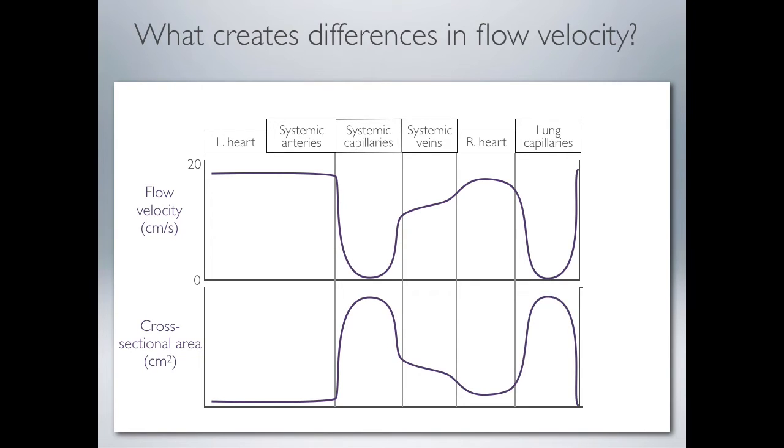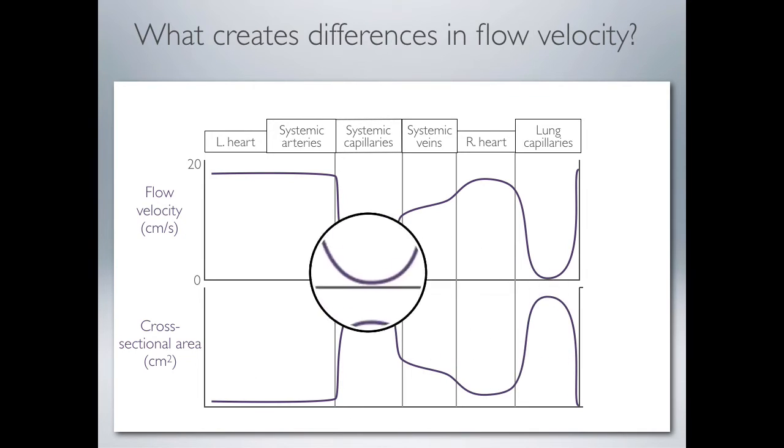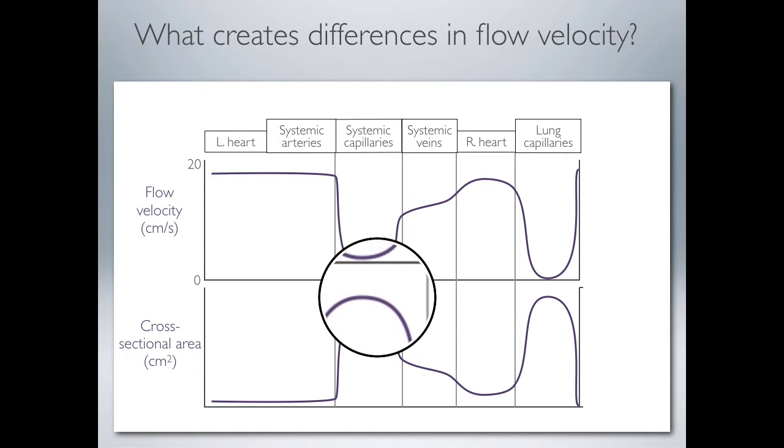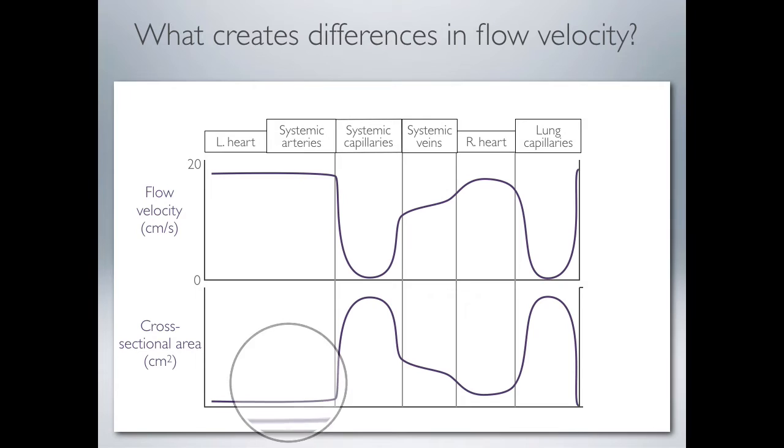You might at first be perplexed by this. How can it be that we have a large cross-sectional area in the capillaries and a much smaller cross-sectional area in the left heart? The answer to that question is that you need to consider the total cross-sectional area, so all of the vessels that run in parallel to each other. In the case of the capillaries, you take the cross-sectional area of individual capillaries, which is quite small, but if you then multiply by all of the capillaries, it is quite large. It's all of the cross-section in parallel.